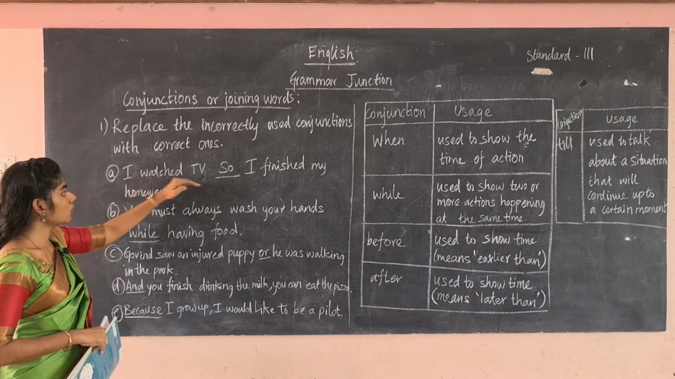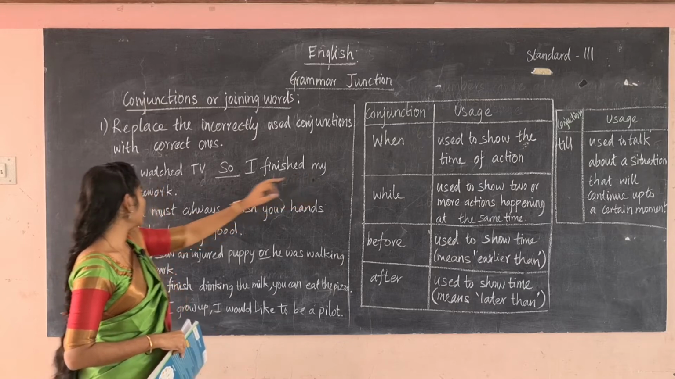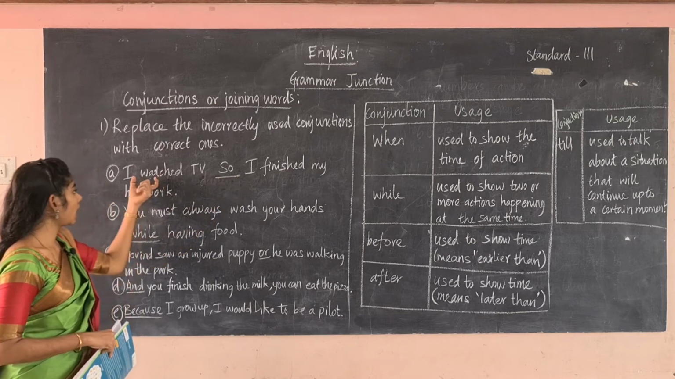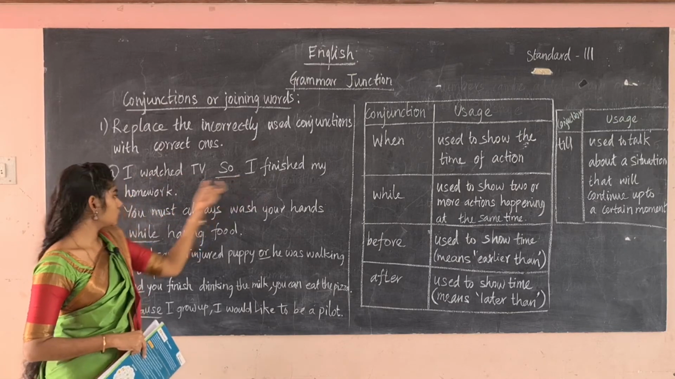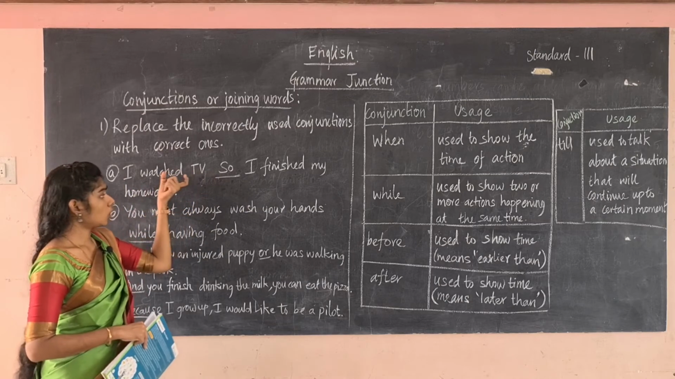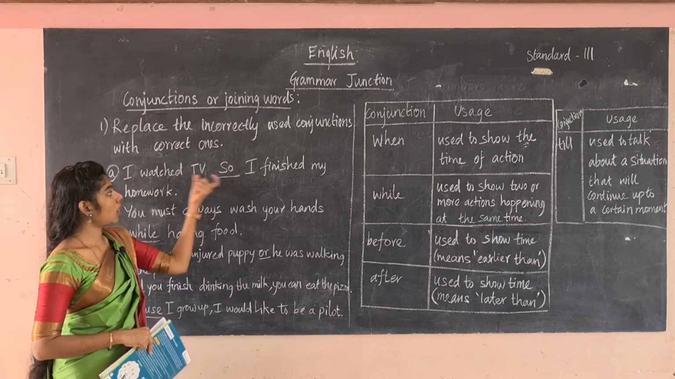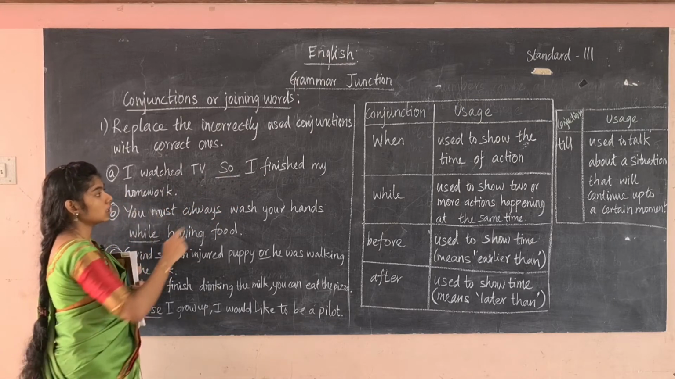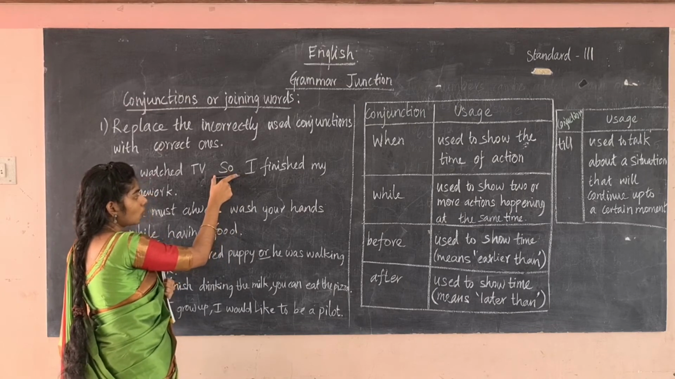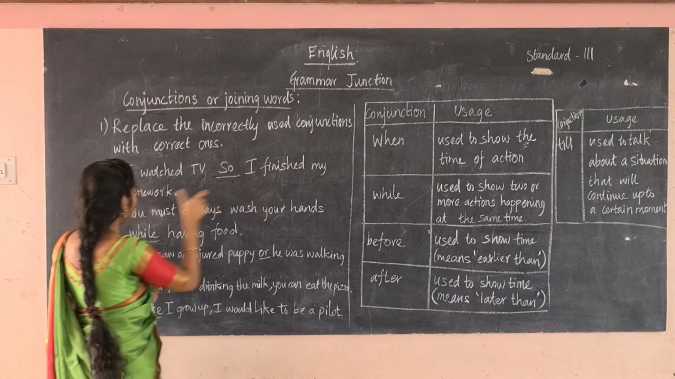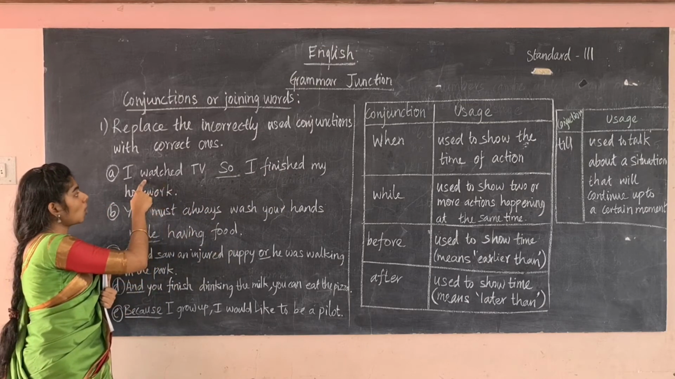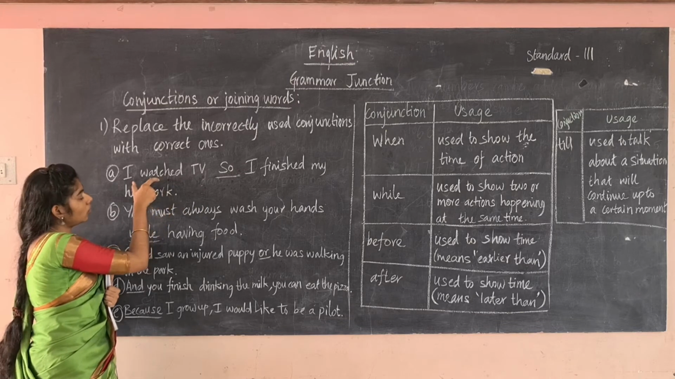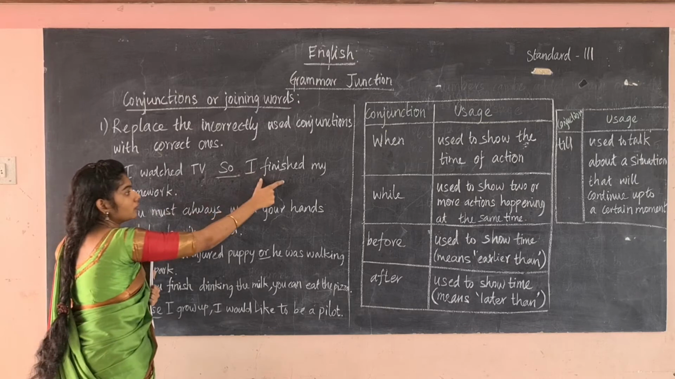The first one is: I watched TV, so I finished my homework. Here the conjunction word is so. It is not suitable, because I watched TV after I finished my homework. Only after finishing you will watch the TV. If we use so, it gives the wrong meaning. You have finished the homework, and only then you are watching the TV. If the sentence is reversed it may be right. But here what is given? I watched TV after I finished my homework.